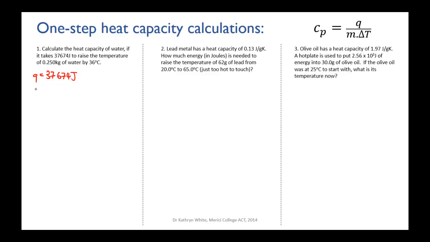We also know the mass of the water. That's given to us in kilograms. Now, it's perfectly possible to calculate heat capacity in terms of kilograms rather than grams, as long as you show that in the units of the value of the heat capacity. But most of the values that we'll be dealing with have it in grams, so I'm going to change this to grams. So 0.250 kilograms becomes 250. grams. I'm putting a dot after the 250 to indicate that that's three significant figures, not two. All right, we also know that the change in temperature is 36 degrees Celsius.